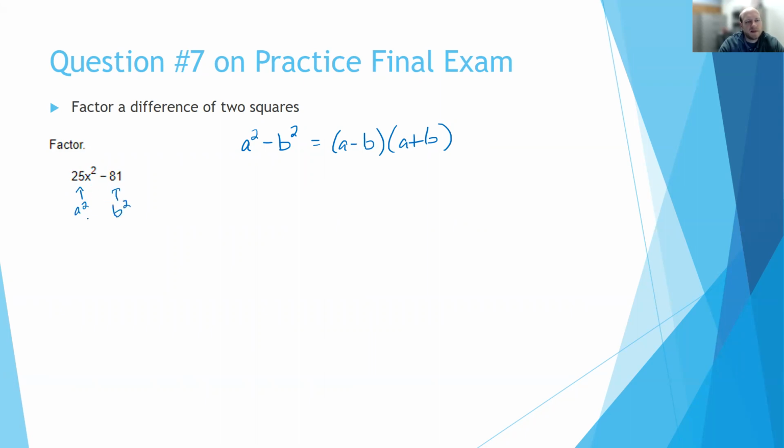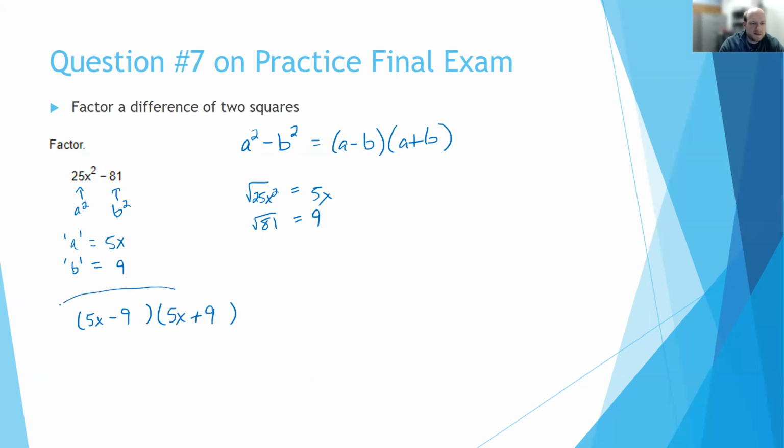So if 25x squared is a squared, what is the a? Basically, what's the square root of 25x squared? Well, that's just 5x. And what's the square root of 81? Well, that's just 9. So a is 5x, and if you want to think about it, b is 9. Then you put that in factored form. So we would have 5x minus 9, following the formula, and 5x plus 9.